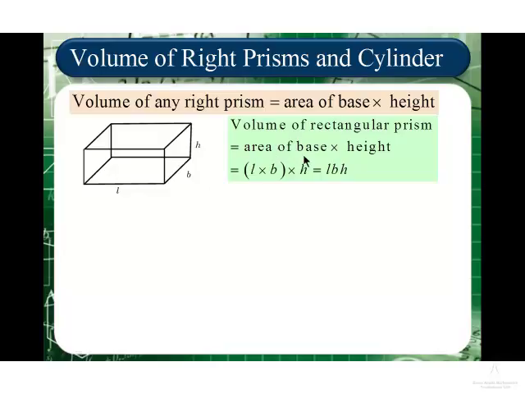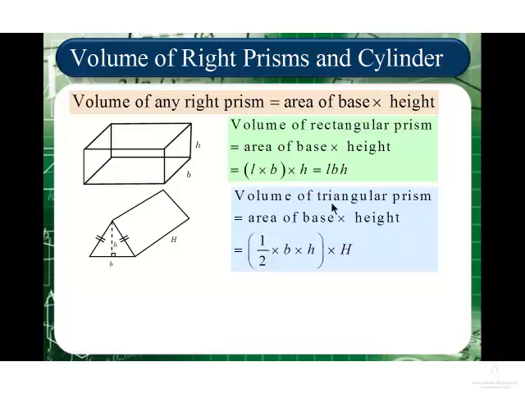In this case, the area of the base times the height translates to the product of L and B and H as indicated. L times B, of course, is the area of the base, and H the height, in this case, the distance between the base and the top. So a very simple formula then.